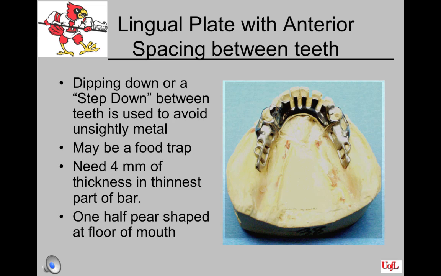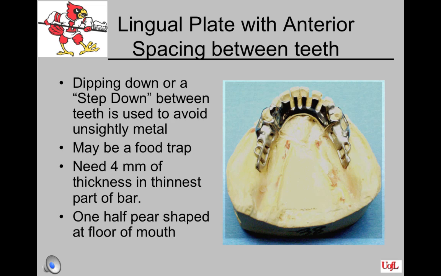When a patient has spaces between their teeth, we must dip down or place a step down between teeth to avoid unsightly metal showing. The superior border of the plate must still cover the cingulum. The borders of the plate will extend toward the contact point and then turn downward at the line angle and go to the level of the gingiva. It then turns and approaches the adjacent tooth and turns upward at its line angle.